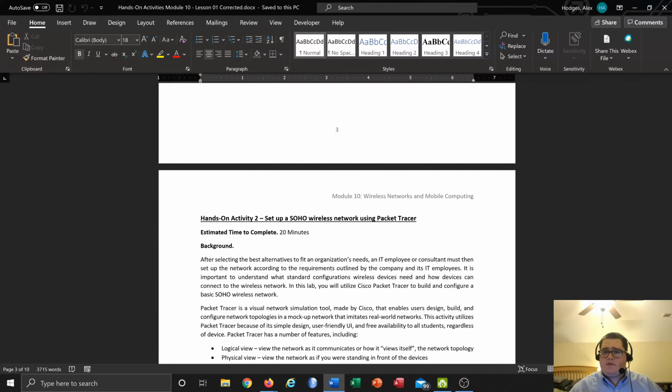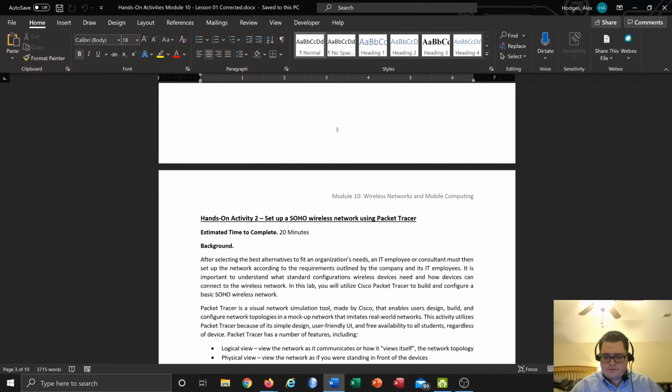Activity 3 focuses on understanding the path that a wireless packet takes and establishes some fundamental troubleshooting steps, which are important in the IT field because you'll always be troubleshooting. And in activity 2, it teaches how to set up a basic wireless network, which is a skill you can use both in and out of the IT field.